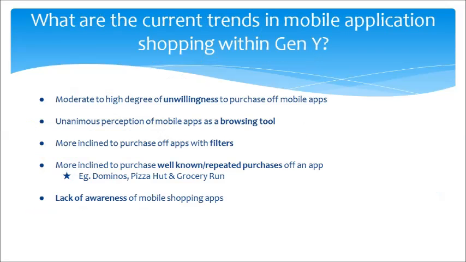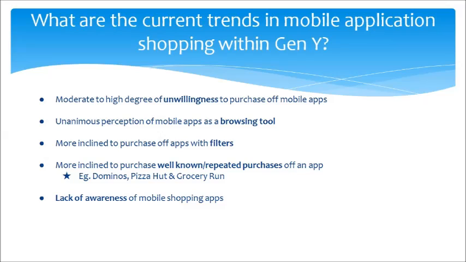Our next research objective was to identify the current trends in mobile app shopping within Gen Y. We found there was some unwillingness to purchase off mobile apps, and this was mainly due to security fears regarding online payments. There was also a unanimous perception of apps as more of a browsing tool rather than a purchasing tool. Users preferred to prolong their browsing on an app with filters. This is mainly because it eases the browsing process, particularly on an app with a multitude of product categories.